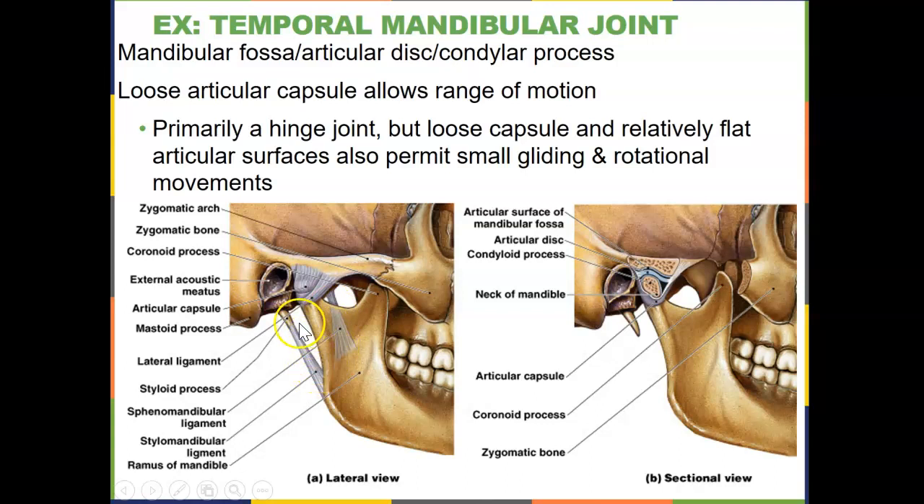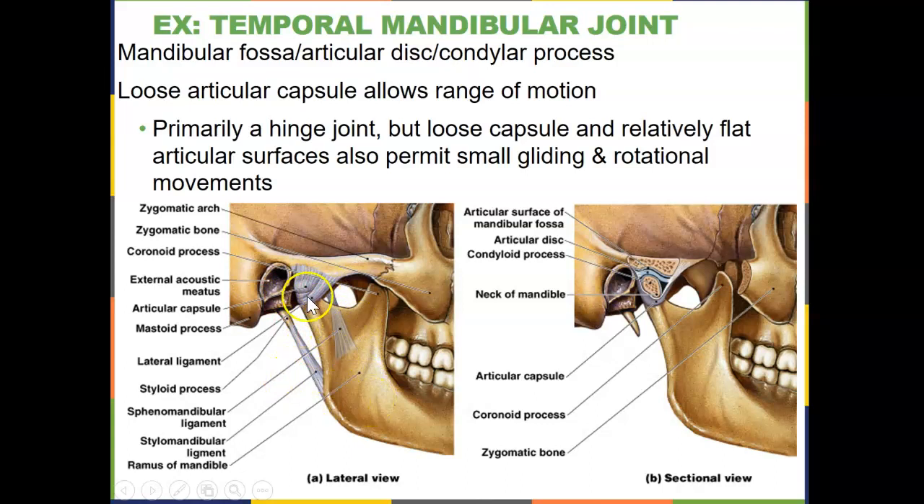We also have here the sphenomandibular ligament. This here is the stylomandibular. Did I say spheno? This is the stylomandibular. Sphenoid, this connects up to the sphenoid, the sphenomandibular ligament as well. And so these ligaments hold the mandible onto the skull, really tight connective tissue.